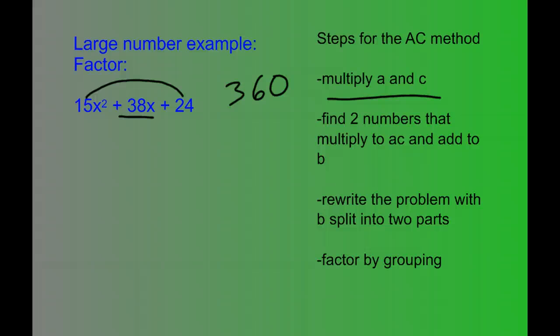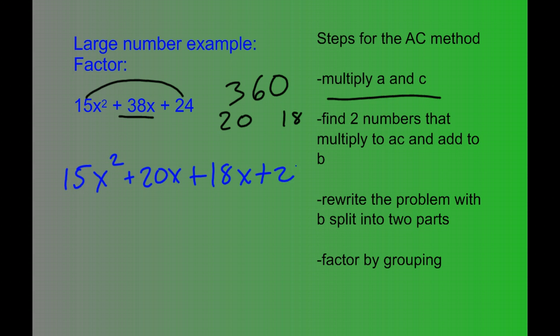I would probably start with 36 and 10 because I know 360 divides by 10 evenly. 10 and 36 add up to 46, so that's way too much. I'm going to try some numbers that are closer together. And as I do that, eventually I will come up with the two values of 20 and 18. 20 times 18 is 360, and 20 plus 18 is 38. So I can rewrite my expression as 15x squared plus 20x plus 18x plus 24.